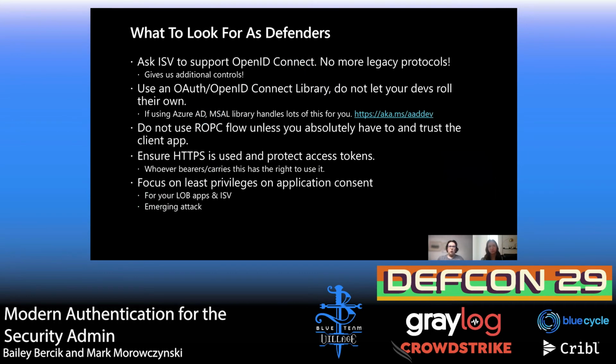All right, so what should we be looking for as defenders from this? The first thing is, you want to make sure you're asking your independent software vendors, ISVs, or the people you're buying your software from, to support OpenID Connect wherever possible. We don't want to use these legacy protocols. We want to be able to use things like MFA. We want to use some of those additional things that Bailey talked about, where we can detect things because we have more information as defenders, which is really good. It's harder for the attacker to guess all that different stuff. We really want to use this.